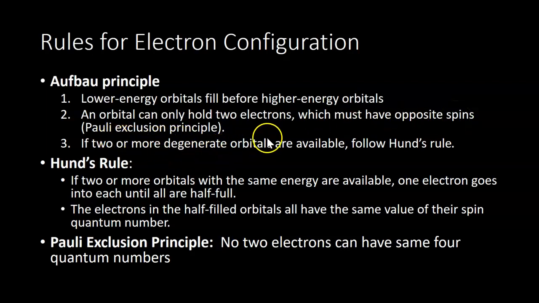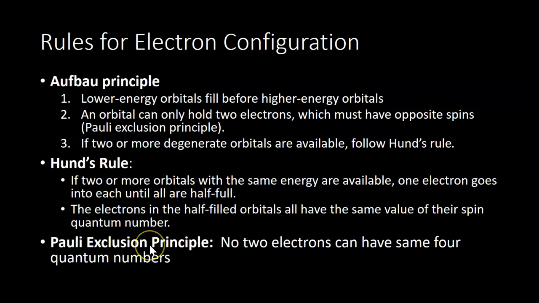If 2 or more degenerate orbitals are available, we're going to follow Hund's rule, which says that orbitals with the same energy are going to be singly occupied. So we're going to put 1 electron into each until they're all half full. And the electrons in the half-filled orbitals have the same value of their spin number. Once those degenerate orbitals are half full, then we'll pair them up.